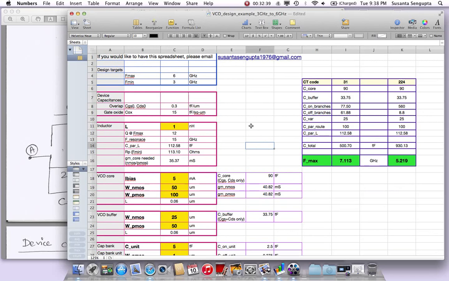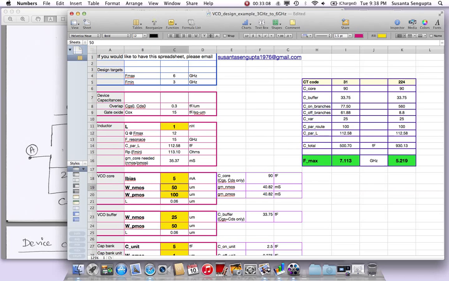You play with it. The way you play with it is, if you change the inductor, let's say, for example, everything else I keep the same and I change the inductor to 2 nanohenry, what happens? See, if I do that, everything gets adjusted and my F max is going to come to about 5.4 and the minimum is 3.8. It's not 3 and 6, that's what I wanted.